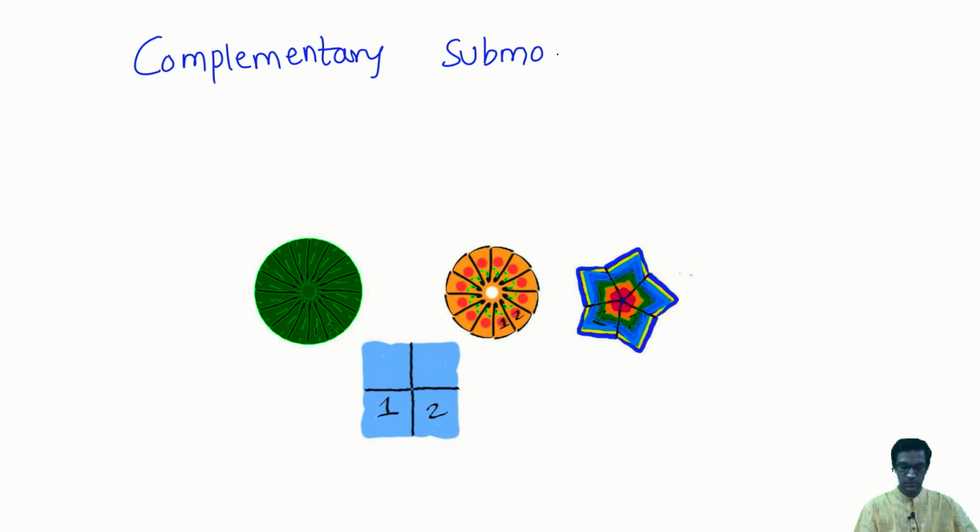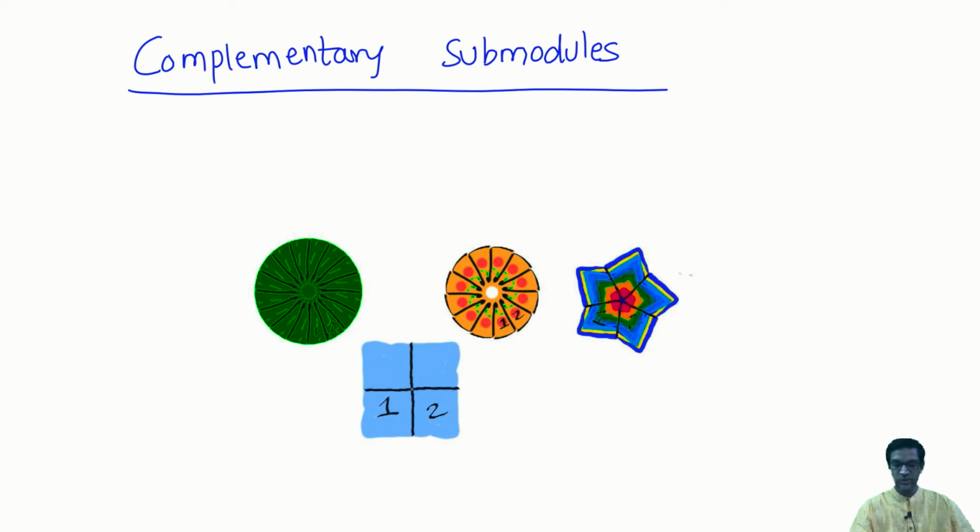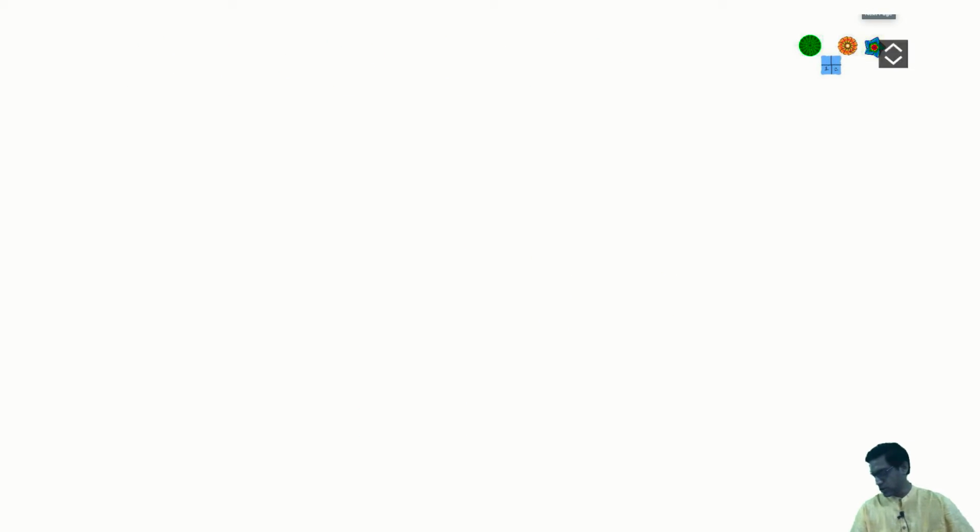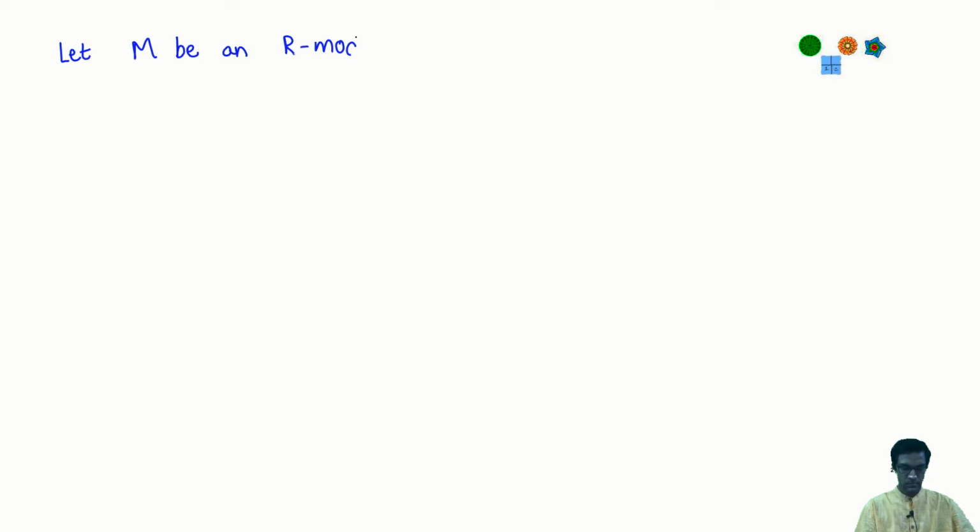Let's talk about complementary submodules. This is related to the notion of direct sums that we talked about before. So let M be an R module. Let M1 be a submodule.